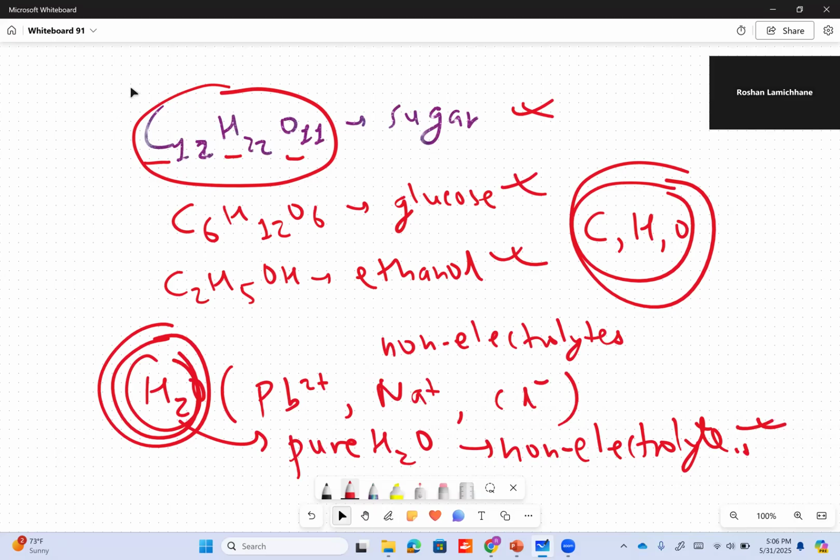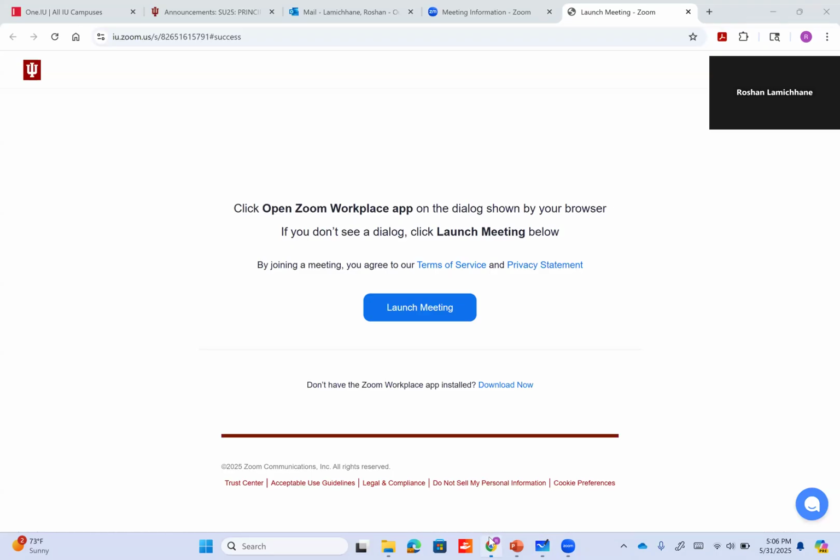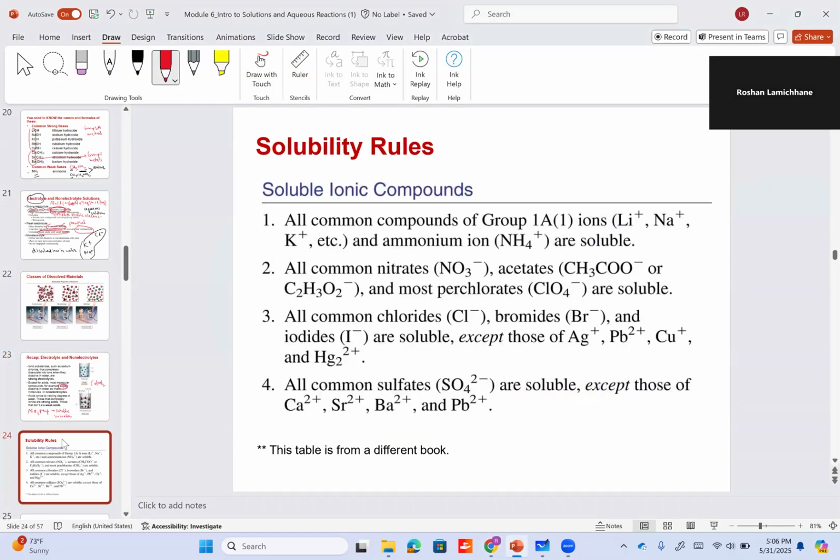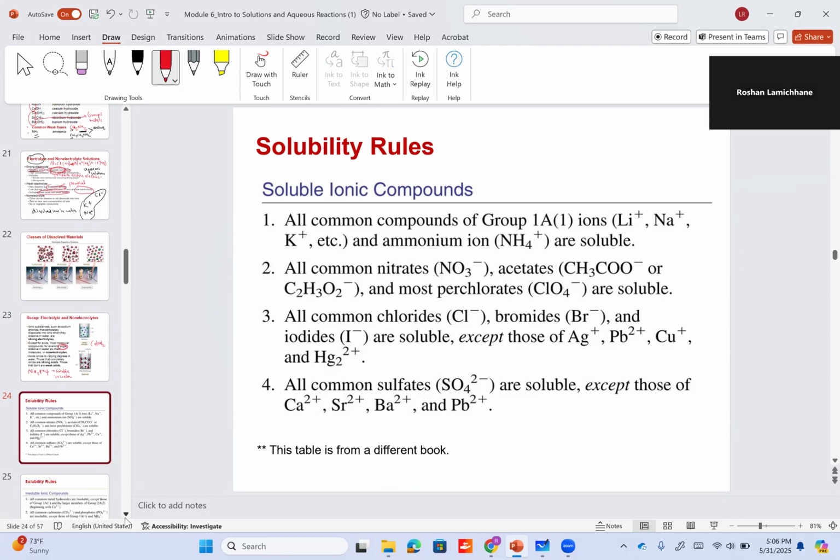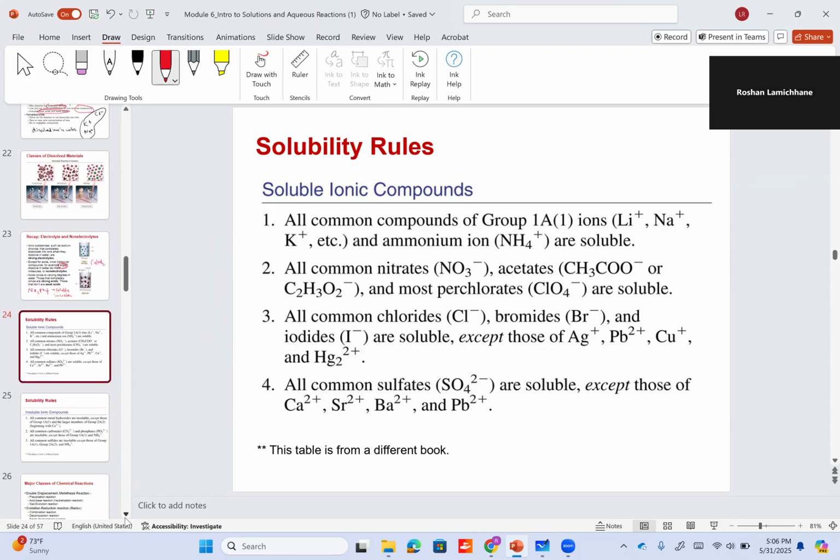All right, so a couple of minutes ago, I said something about soluble ionic compounds. So we're going to look at something called solubility rules. That helps us. Sadly, you do have to memorize this for C105. It helps us figure out whether a salt is soluble in water or not.